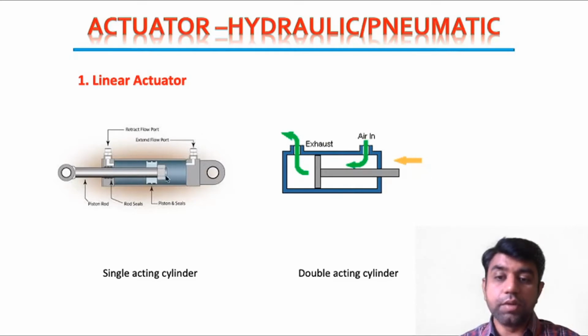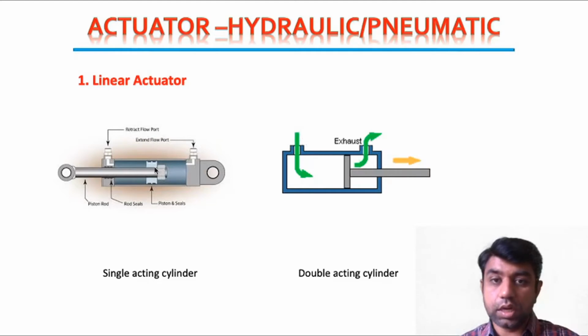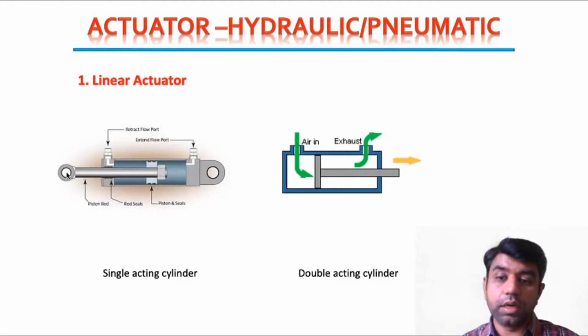Here the spring will be there. So what will happen is, if the pressurized fluid has been supplied into the first port, and then the pressure is reduced, then due to the vacuum effect or the tension of the spring, the retract force will be automatically done. That kind of cylinder is called a single acting cylinder.